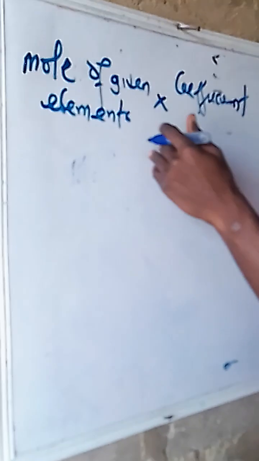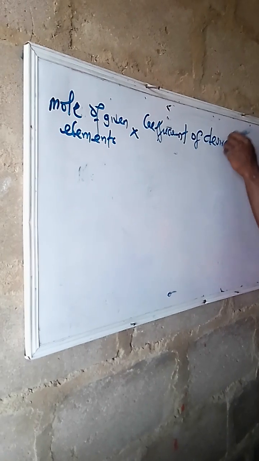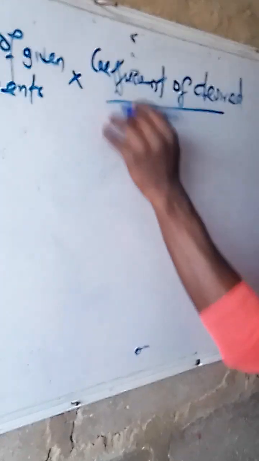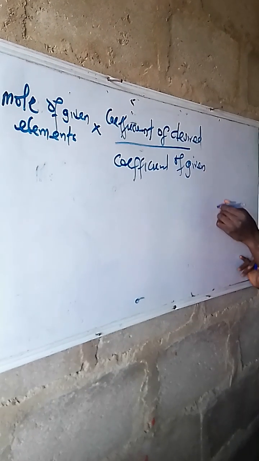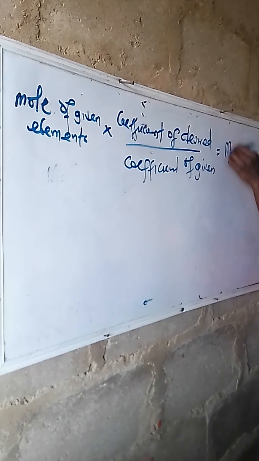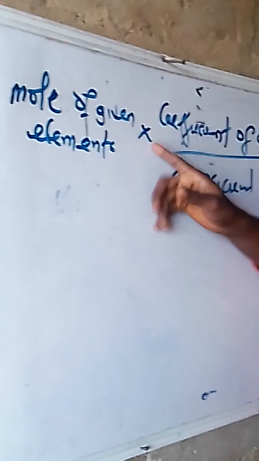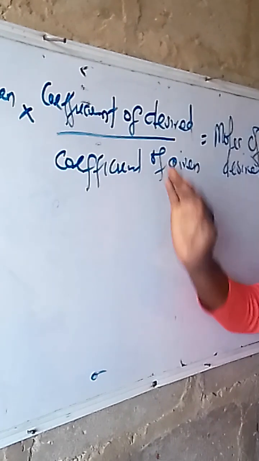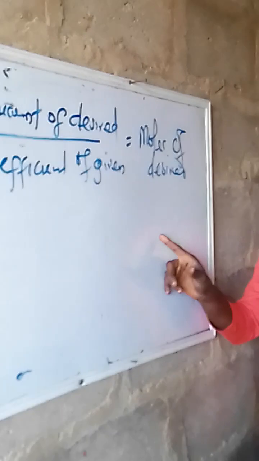Of a given element, right? Multiply by coefficient of a desired, all upon coefficient of a given. Are we together? Equals to mole of desire. That is the formula. It's very simple too. Mole of a given element multiplied by coefficient of a desire, all upon coefficient of a given, equals to mole of a desire.